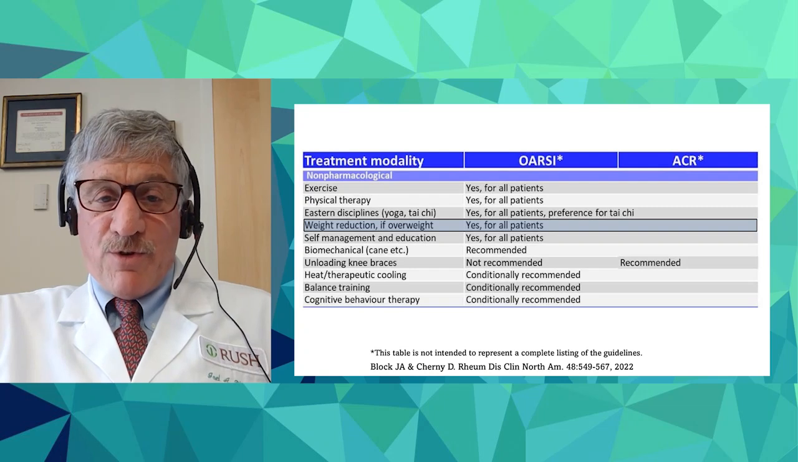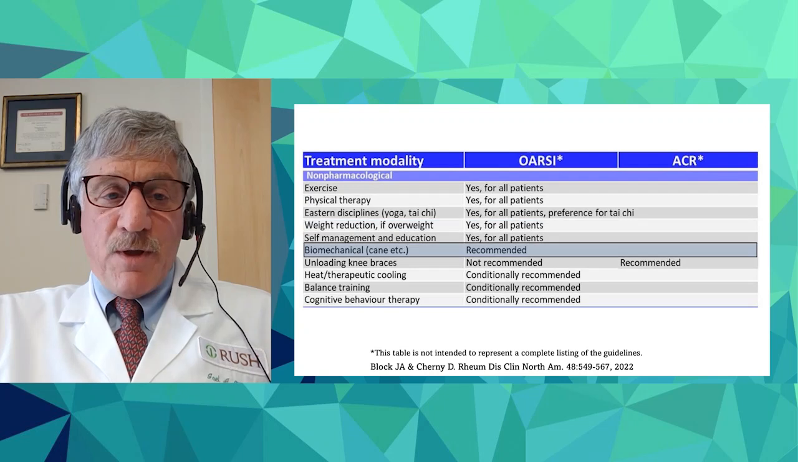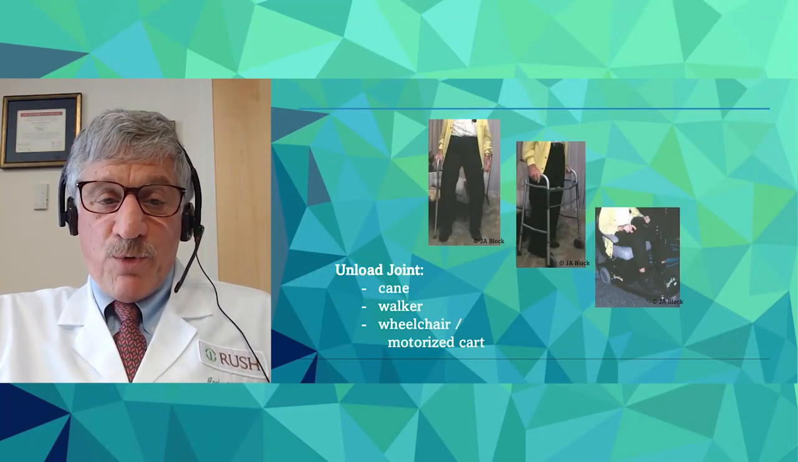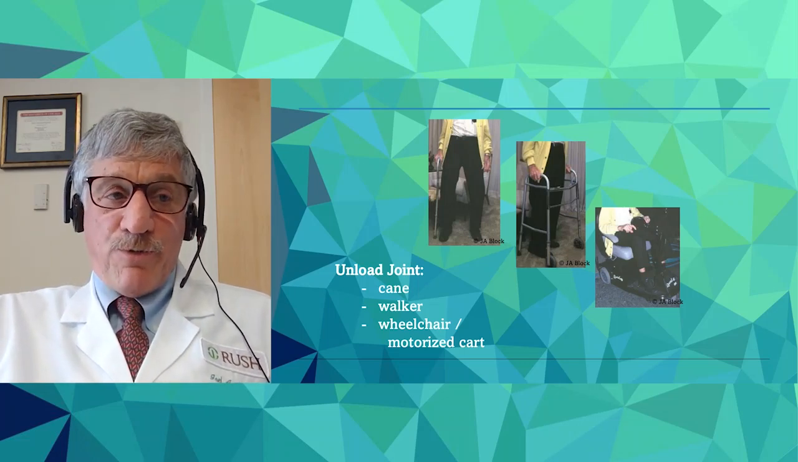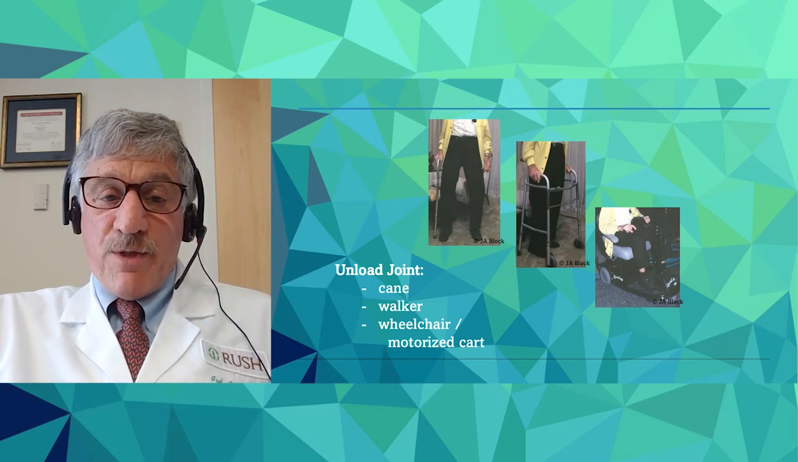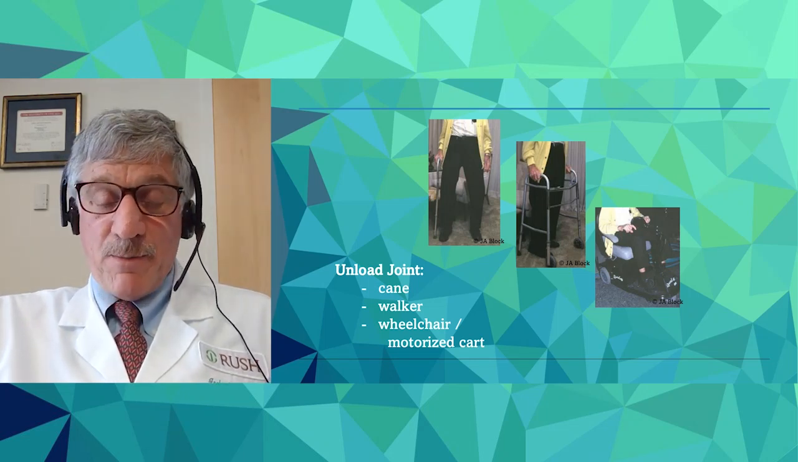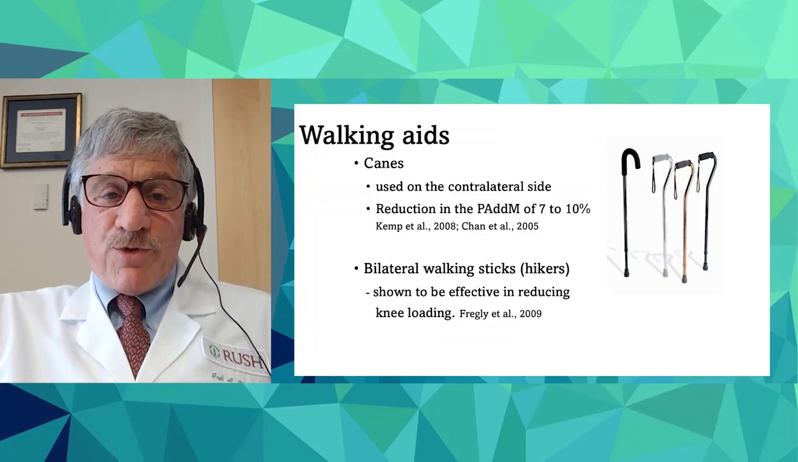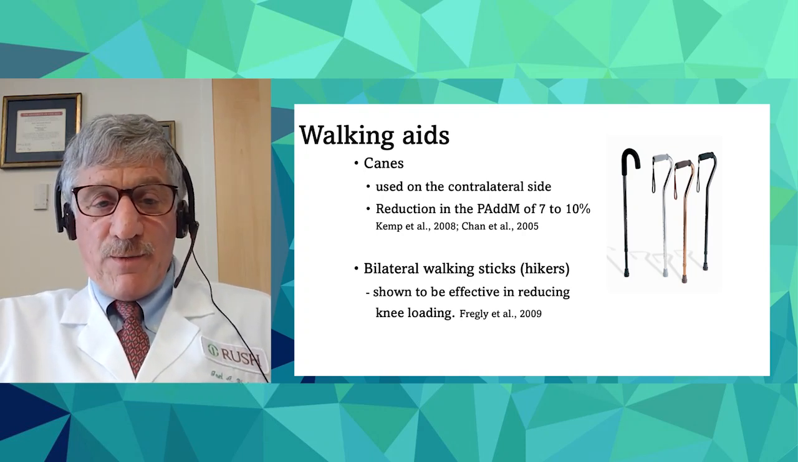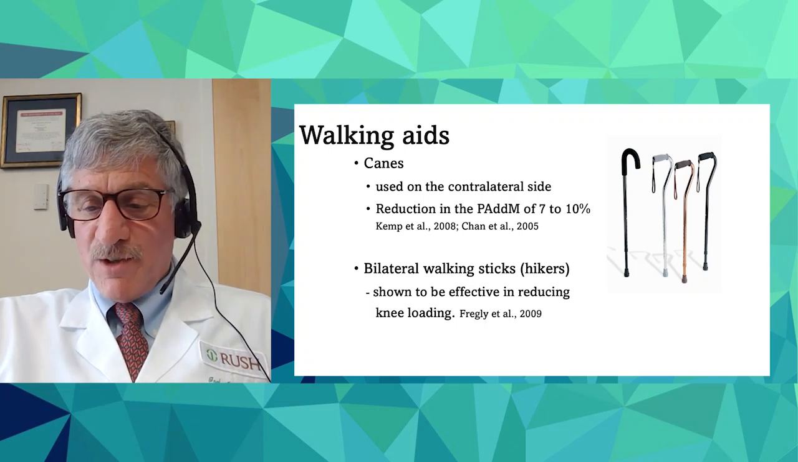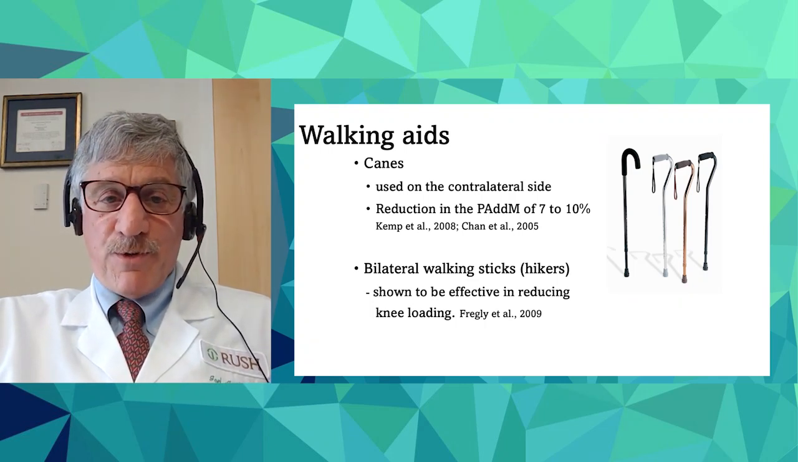Weight reduction remains incredibly important, but largely impractical for the general population, at least durably. But I don't want to forget biomechanical modalities, principally the canes, walkers, and importantly, motorized carts. The canes can unload the arthritic joint and over long periods of time can be very effective. The motorized cart can serve to maintain independence in the community. Just using a cane in the contralateral arm of a lower extremity OA joint can reduce the load across that arthritic joint by about 10%, even more effectively with bilateral walking sticks, but most people don't find those very useful.